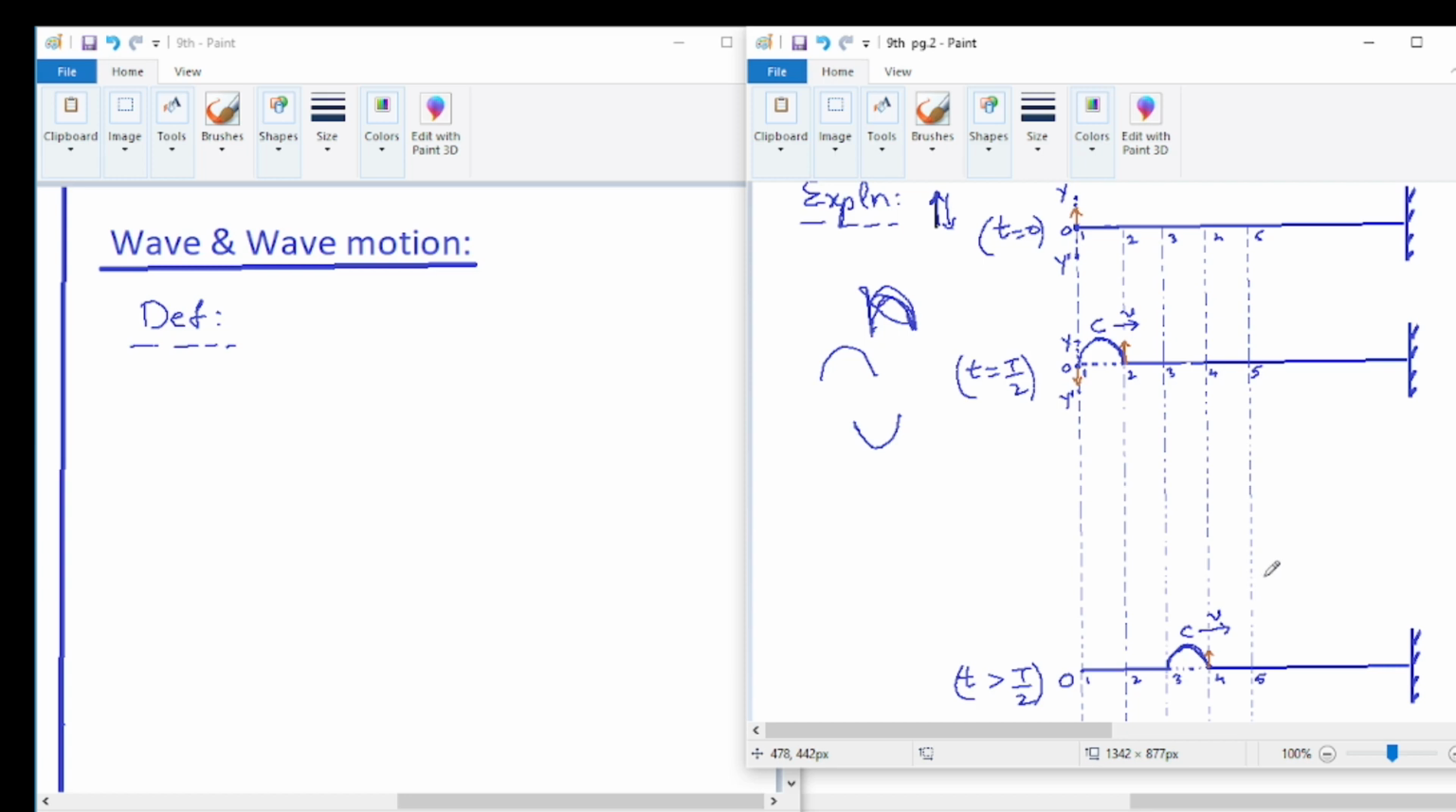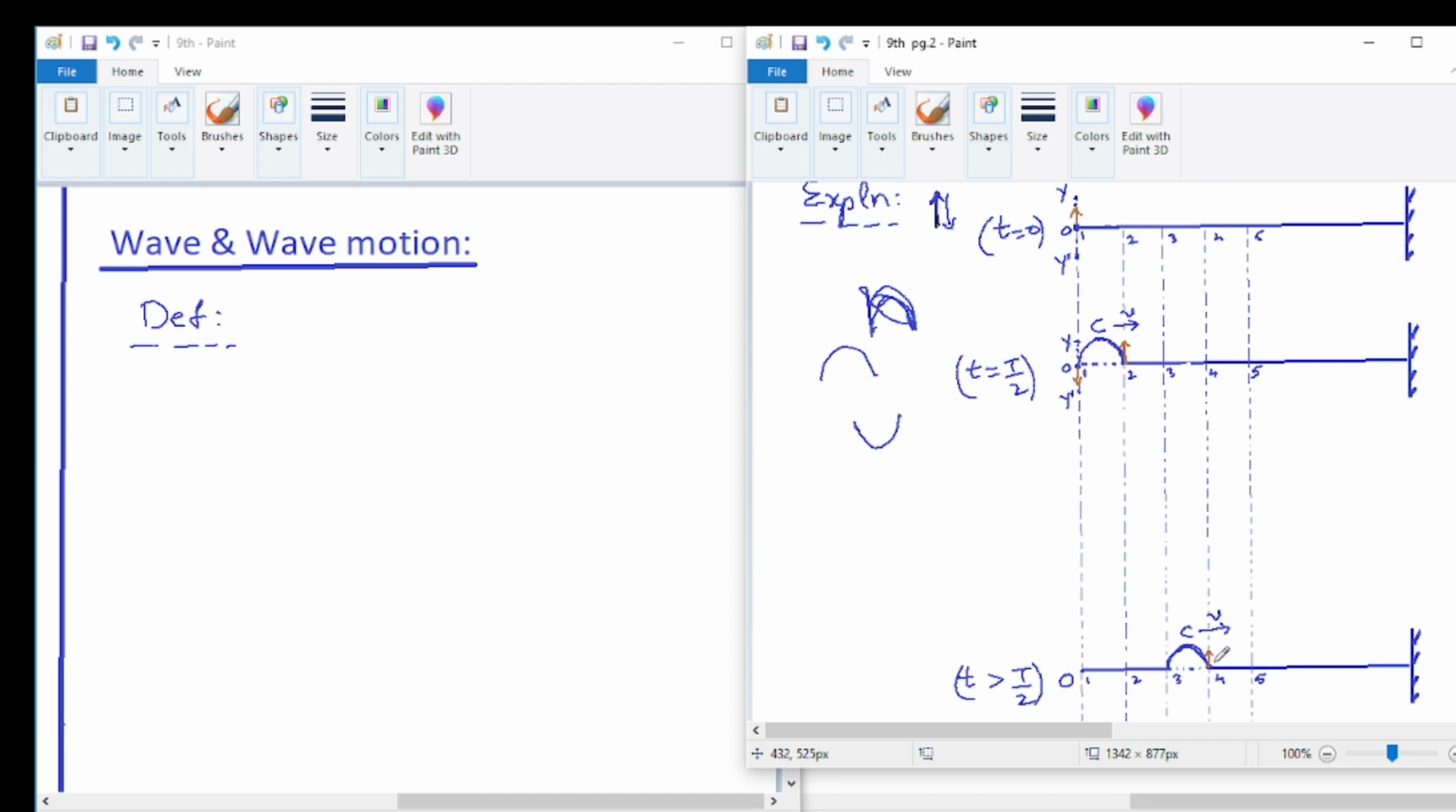Now, many of you have guessed it. What is the disturbance which is moving this way steadily, very smoothly? What is this disturbance called? This disturbance, which is moving steadily with a constant velocity or constant speed, is itself called a wave. And the motion of this disturbance is called wave motion. So now we have the rough meaning of wave and wave motion.